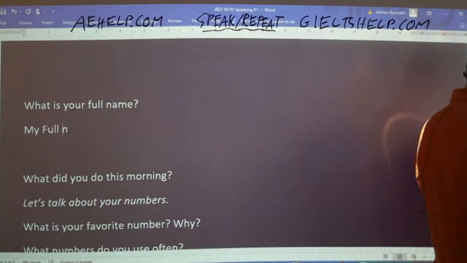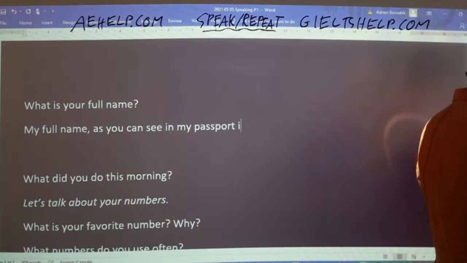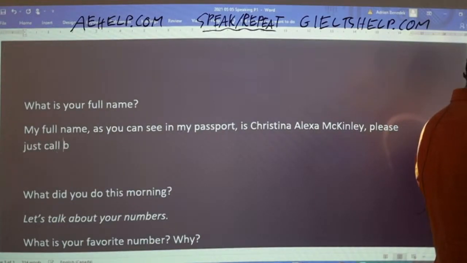So my full name, as you can see in my passport, is Christina Alexa McKinley. Please just call me by my nickname, Chrissy.